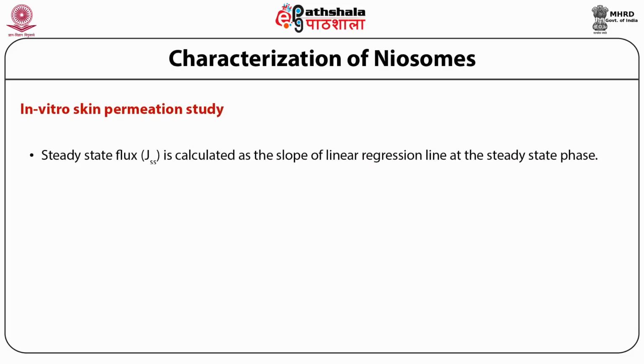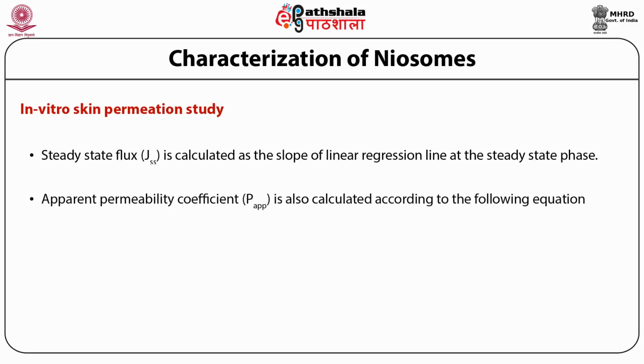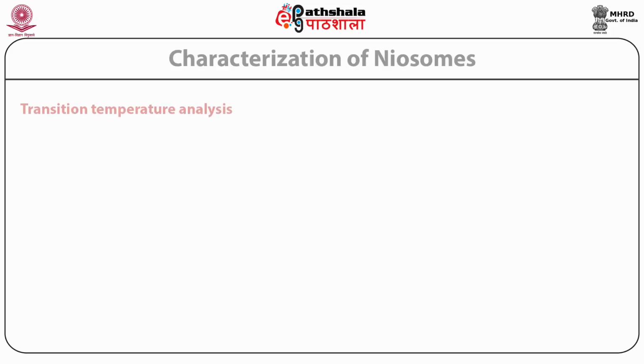Then the steady state flux, that is JSS, is calculated as the slope of the linear regressed line at the steady state phase. Apparent permeability coefficient is also calculated from the observations, and according to the equation given below, the permeability coefficient is calculated as PAP is equal to JSS divided by C0, where C0 is the initial drug concentration.